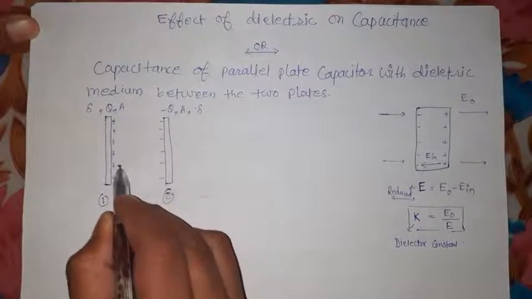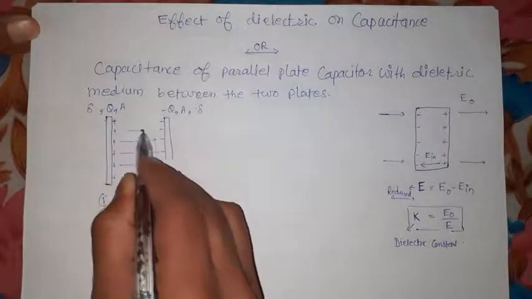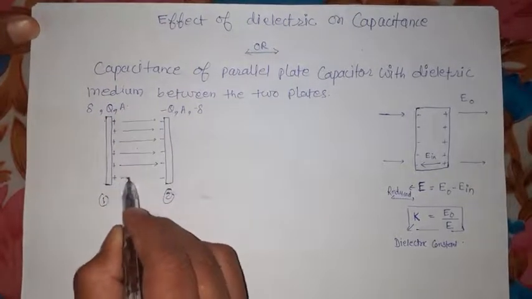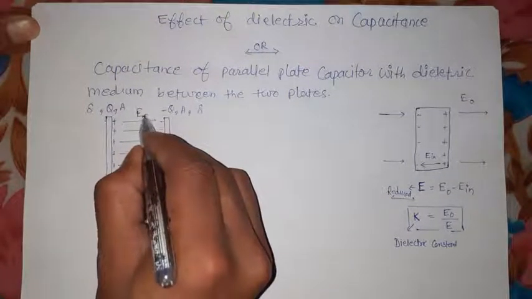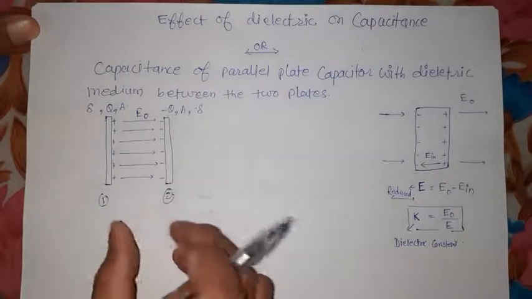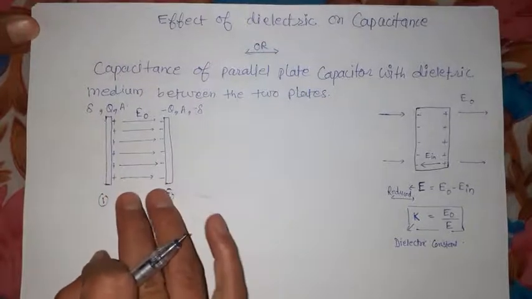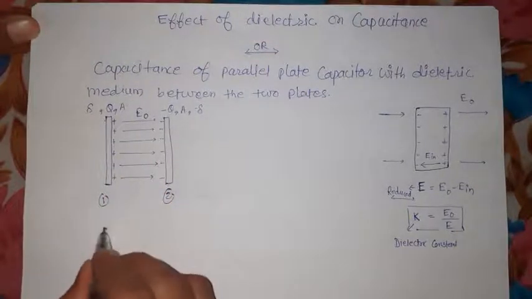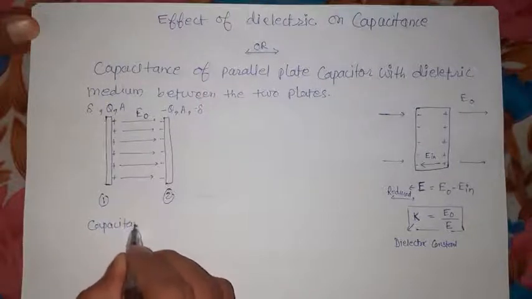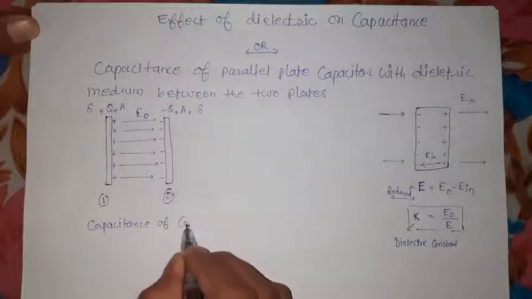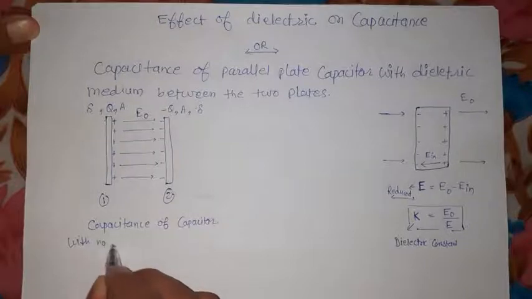There is an electric field in the region between the two parallel plates, and this field is from left to right. This is the field between the plates, and we call it E naught. Right now, student, we are supposing that inside the plates there is vacuum. We have already worked out what the capacitance of the capacitor will be in this case, the capacitance of the capacitor with no medium inside the plates.